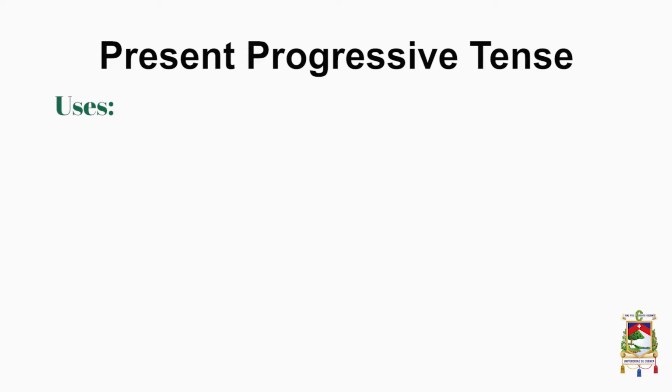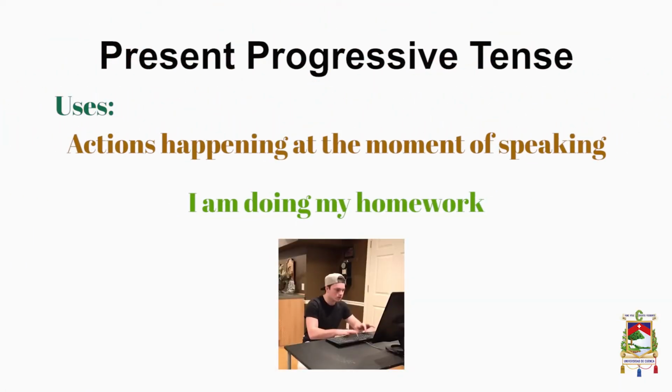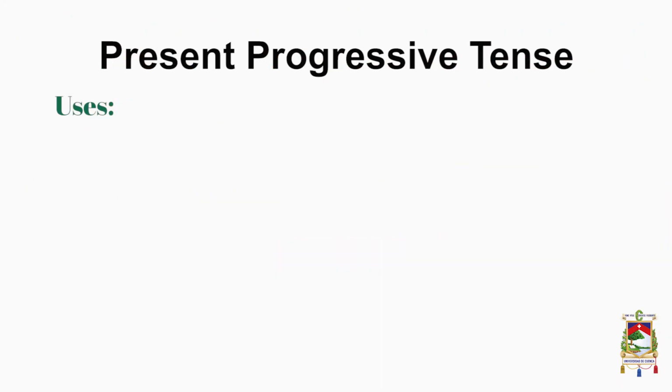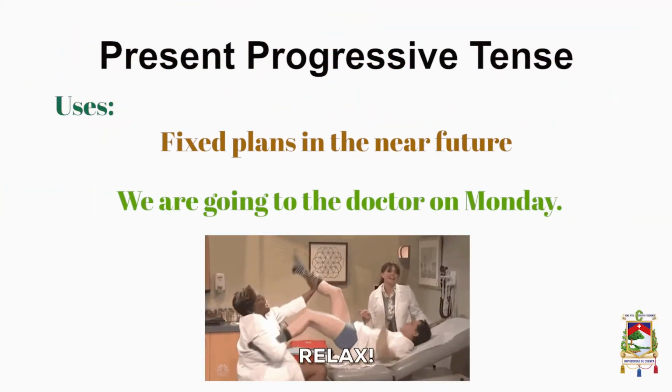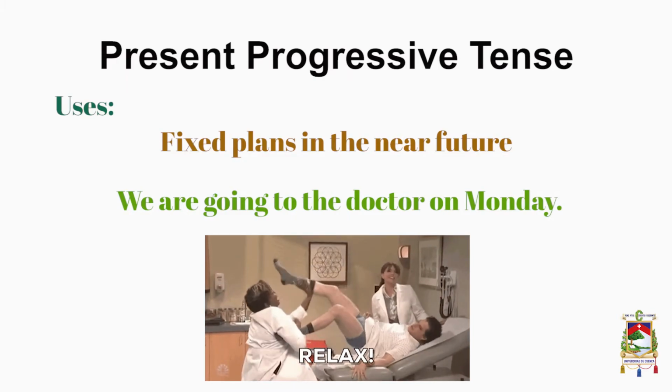We can use the present progressive tense to talk about actions that are happening at the moment of speaking. For example, I am doing my homework. To talk about fixed plans in the near future. For example, we are going to the doctor on Monday.